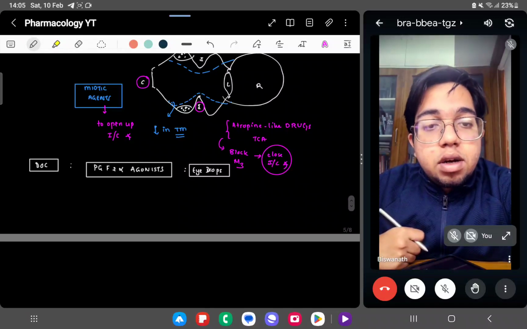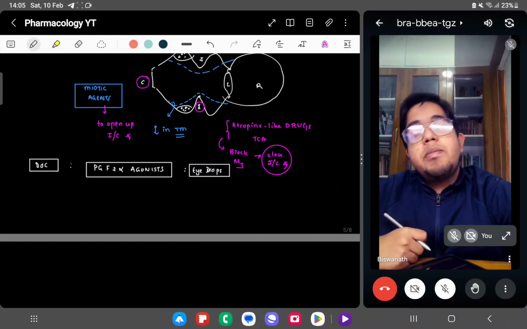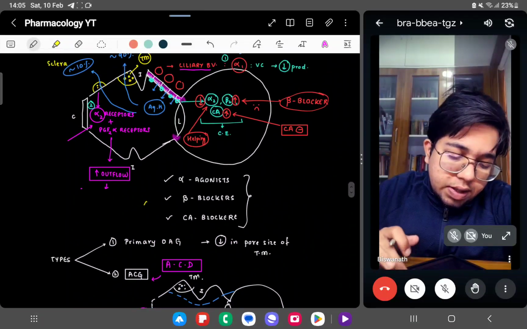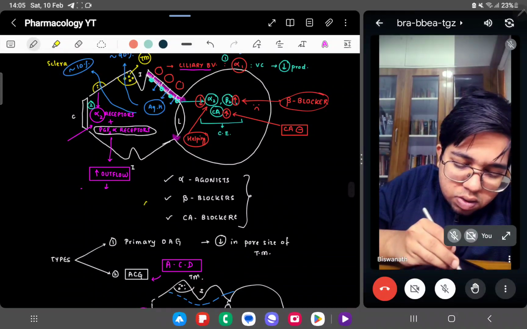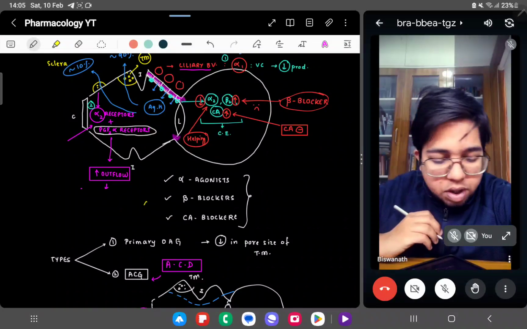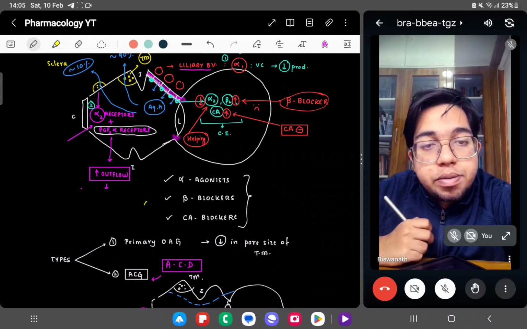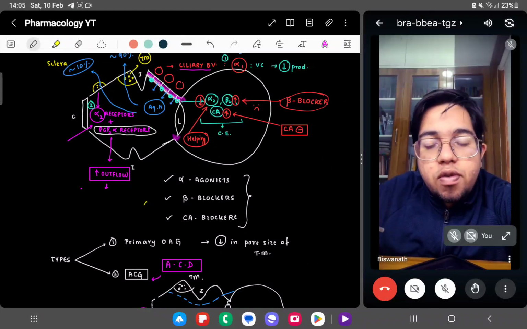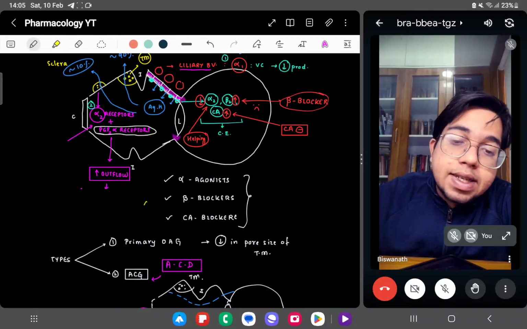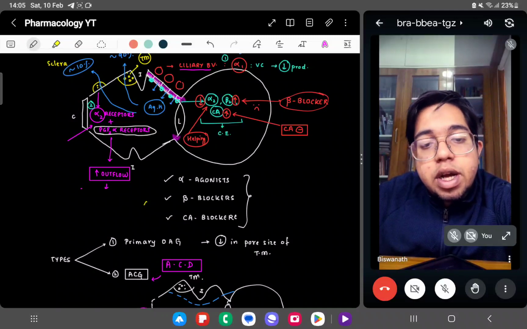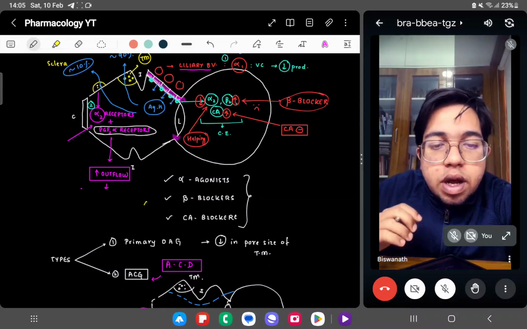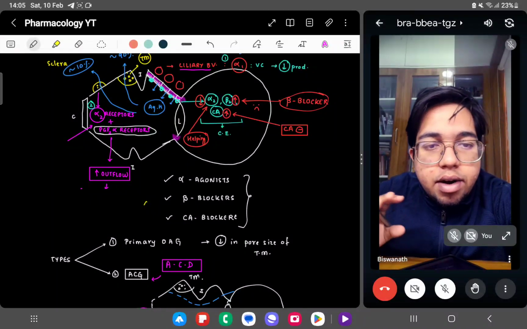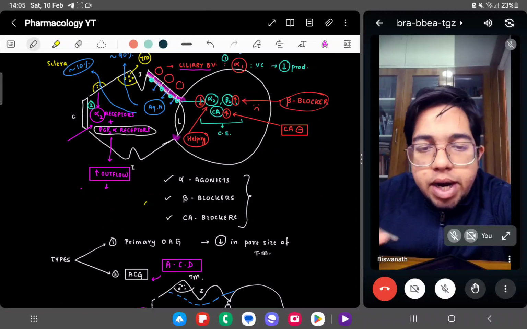After that, if you want to know about the mechanism, it is simple. Look at this. We have prostaglandin F2 alpha receptors upon the uveoscleral outflow. So if you give the agonist, this will increase the uveoscleral outflow of aqueous humor. If this increases the uveoscleral outflow, there will be increased drainage of aqueous humor. And if there is increased drainage of aqueous humor, then of course the glaucoma will be treated.